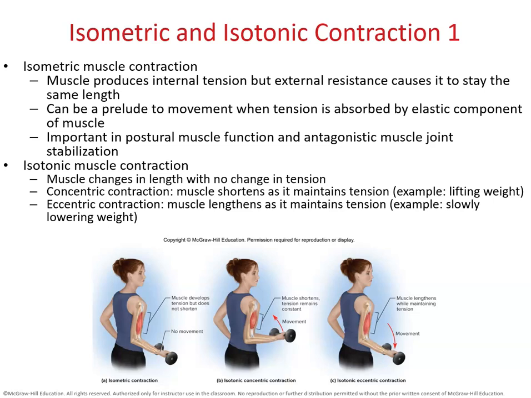My bicep doesn't bulge until I lift the weight higher and the muscle shortens, and then I move into an isotonic contraction. So isometric, we have tension, but the muscle doesn't shorten, and isotonic, the muscle shortens. We can also divide up an isotonic muscle contraction into concentric and eccentric. Okay, so concentric happens as the muscle shortens, so as I'm lifting that weight up to my shoulder, and eccentric happens as the muscle is lengthened, as I'm lowering the weight.